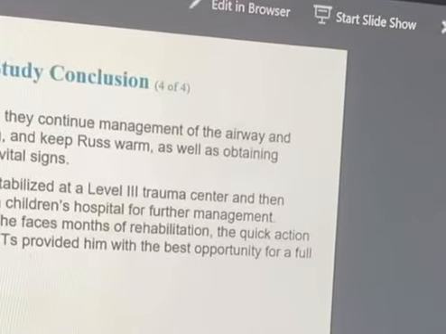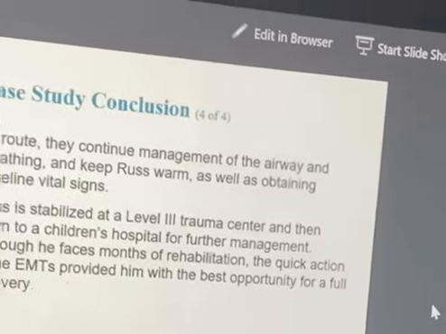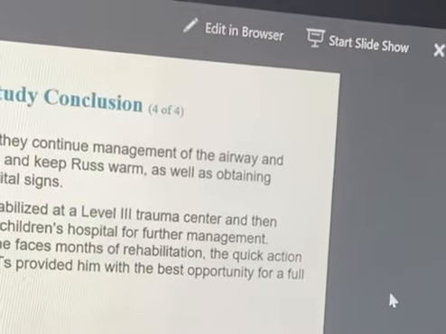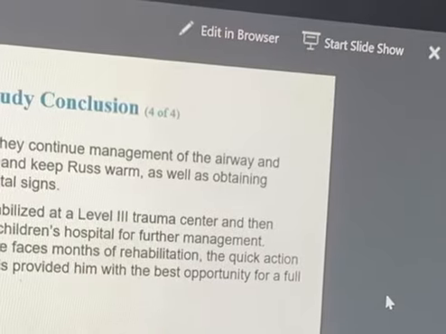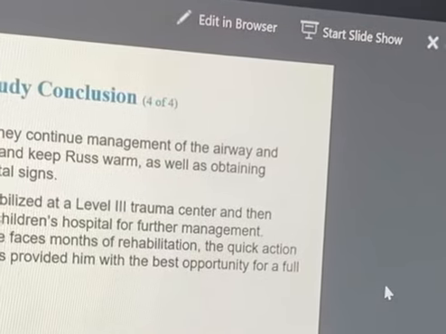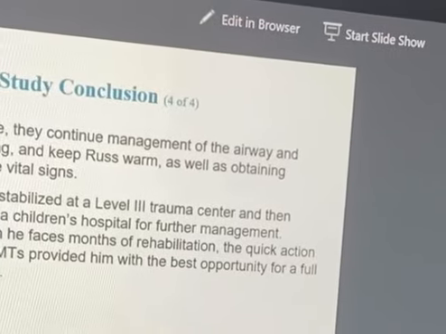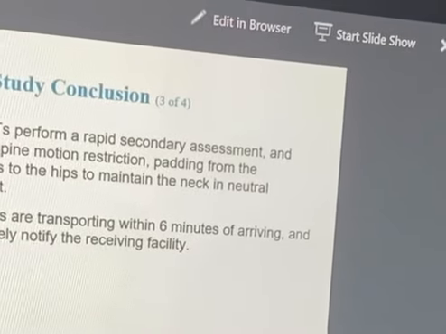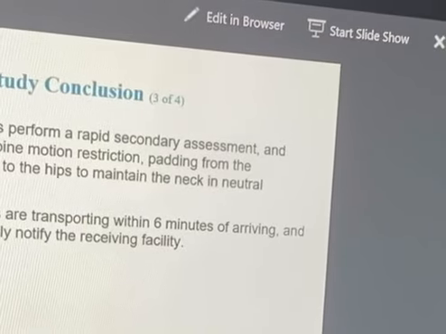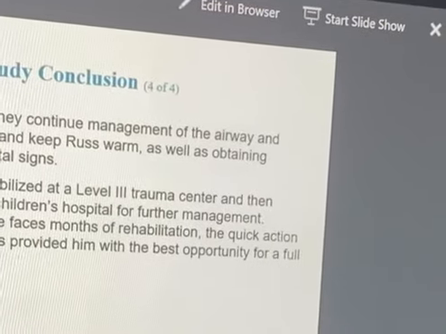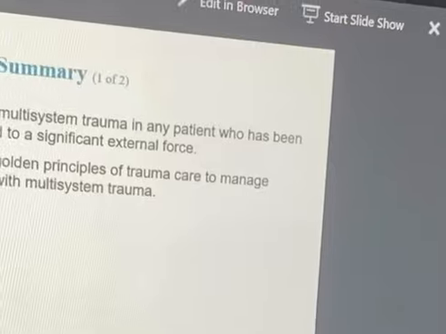Uh-oh. I'm a little ahead of myself. All right, although he faces months of rehab, the quick action of the EMTs provided him with the best opportunity for a full recovery. They were on scene, had him stabilized on a backboard, ready to transport within 6 minutes. That's pretty freaking good, y'all.